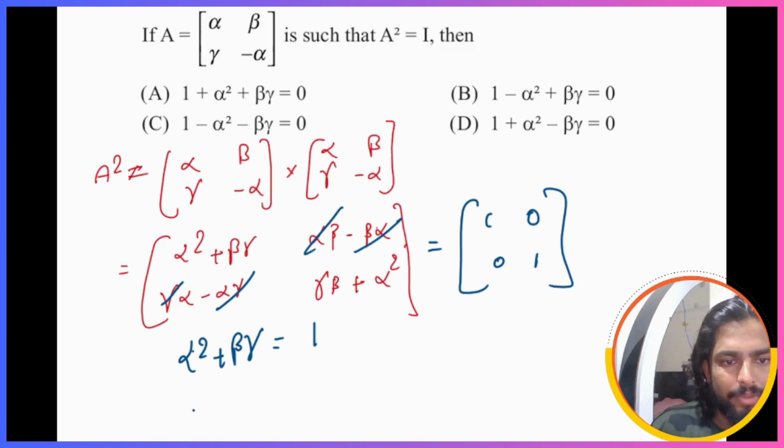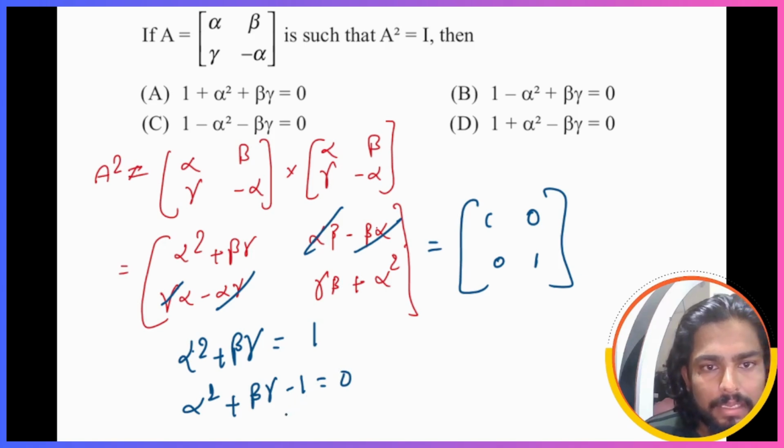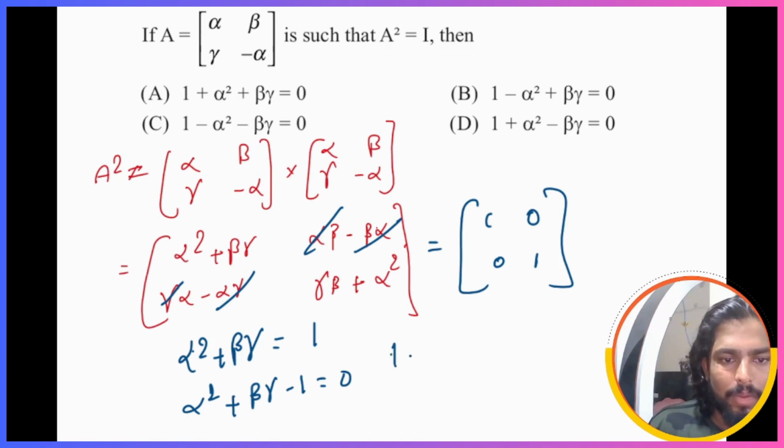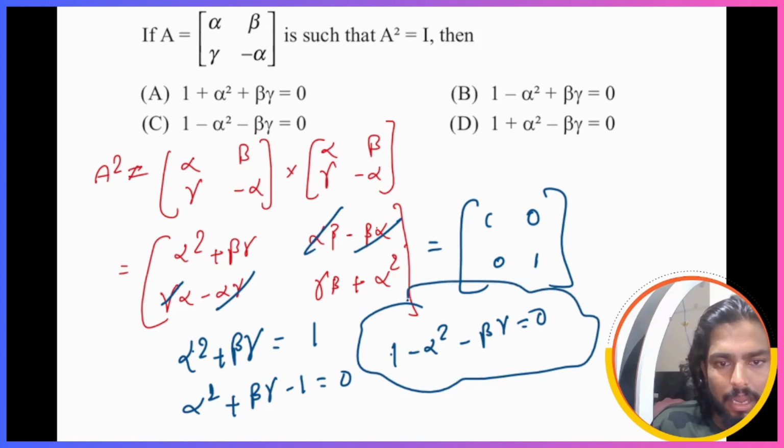So take it to this side. We get alpha square plus beta gamma minus 1 is equal to 0. Do we have this in the options? Alpha square, beta gamma. Okay, if we take negative common, so what do we get? If we take negative common, we end up getting 1 minus alpha square minus beta gamma is equal to 0. Yes, so this option is there. Look at option C, 1 minus alpha square minus beta gamma. So option C is the right answer.